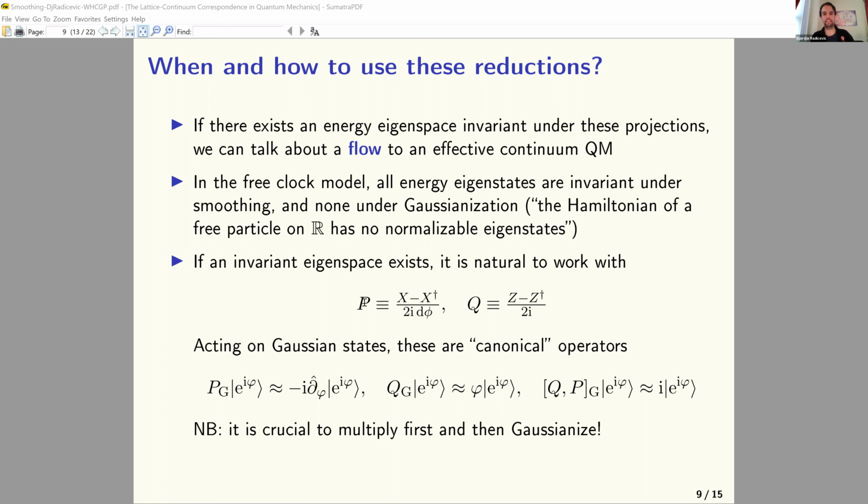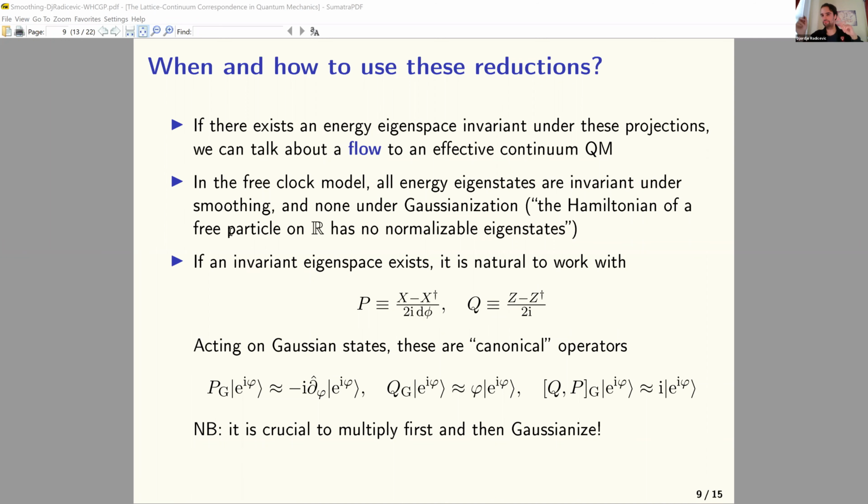And let me comment again that if an invariant eigenspace does exist under Gaussianization, then it is natural to define these operators P and Q that I defined here. You can define them in slightly different ways too, but this is a useful choice. And then you can show that, of course, these operators obey the standard canonical relations that we always expect to see in quantum mechanics. So P acts as a derivative only after Gaussianization. Before, it doesn't act just like a derivative.